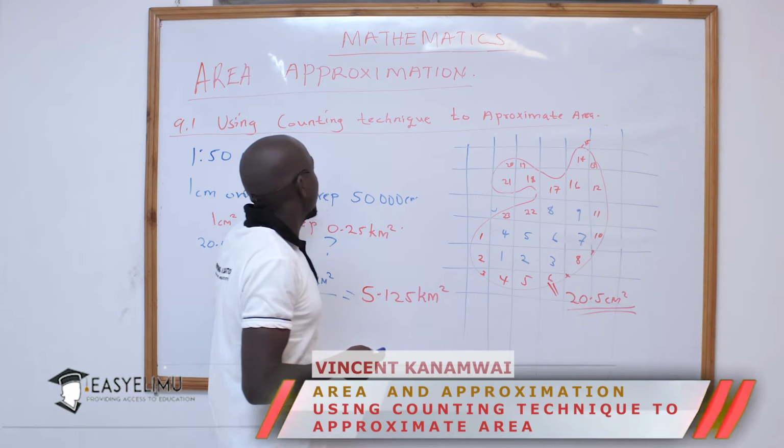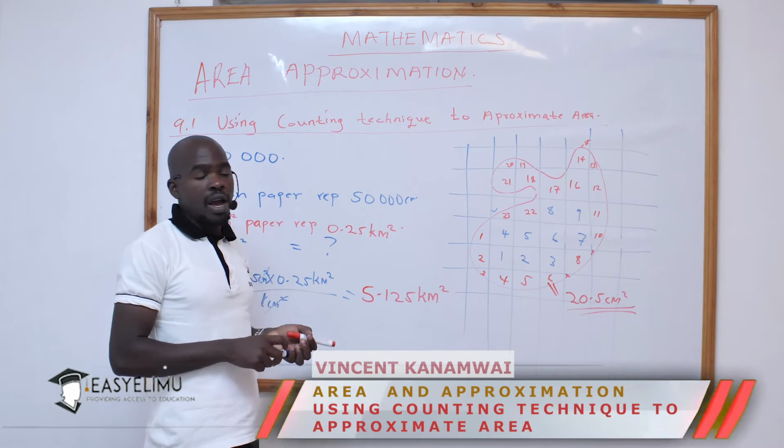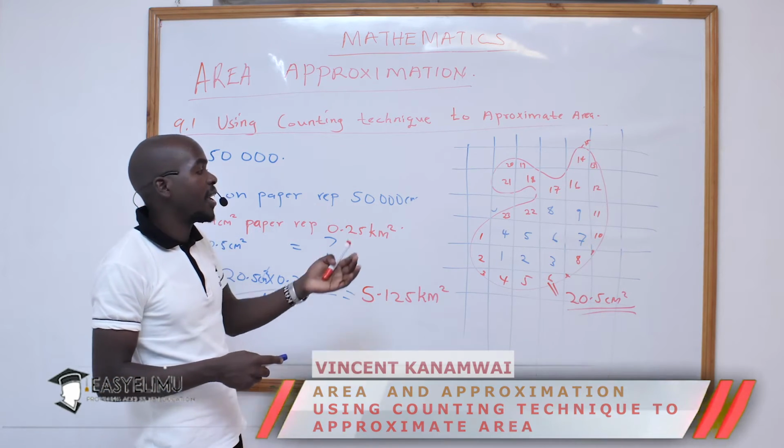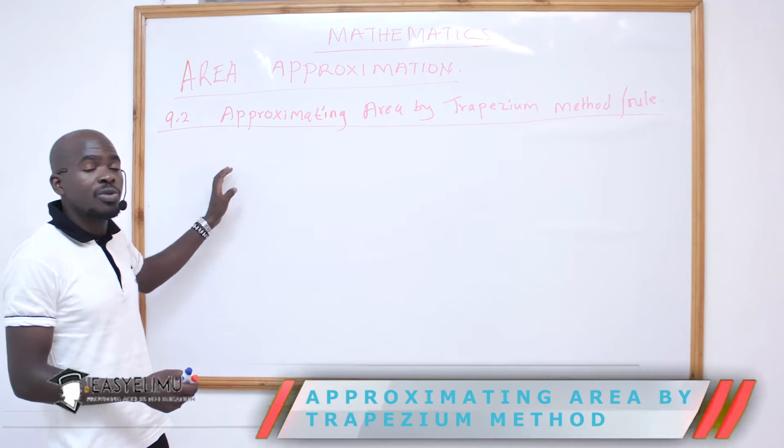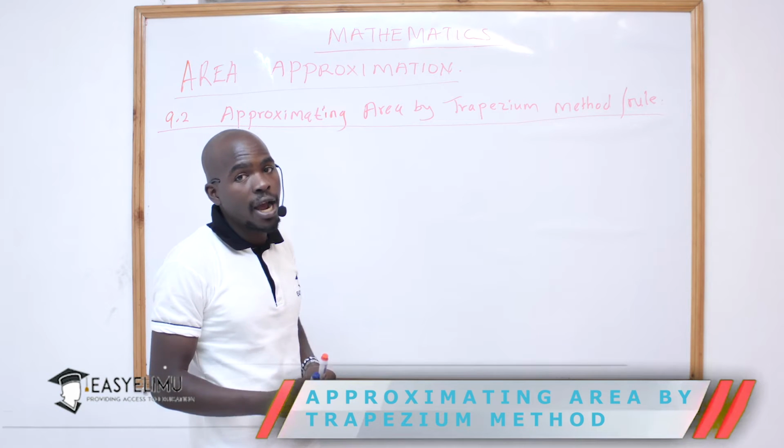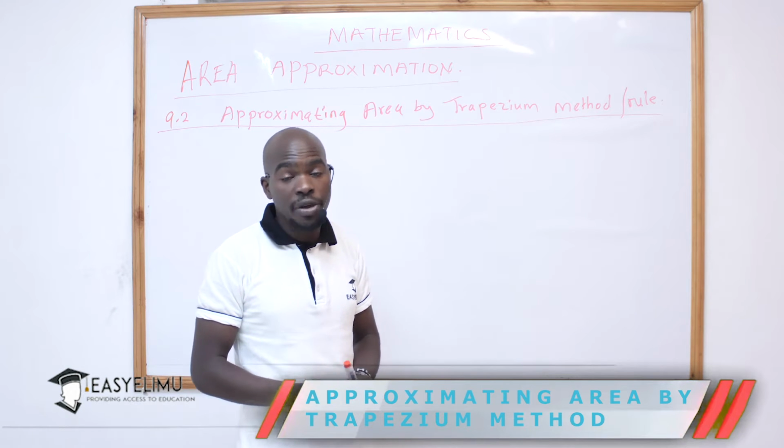And that is how we can approximate the area of a given figure or a given area using the counting technique, as we have seen, using a grid of squares. Now we are going to see another section, whereby we are going to approximate a given area under a curve by the trapezium rule or method.